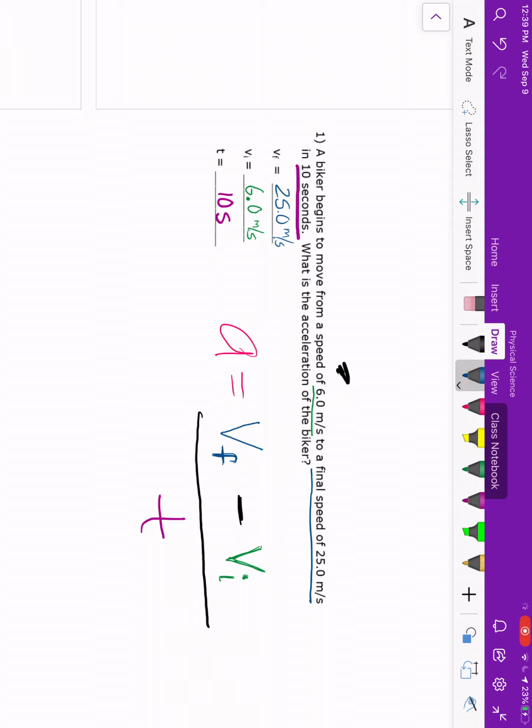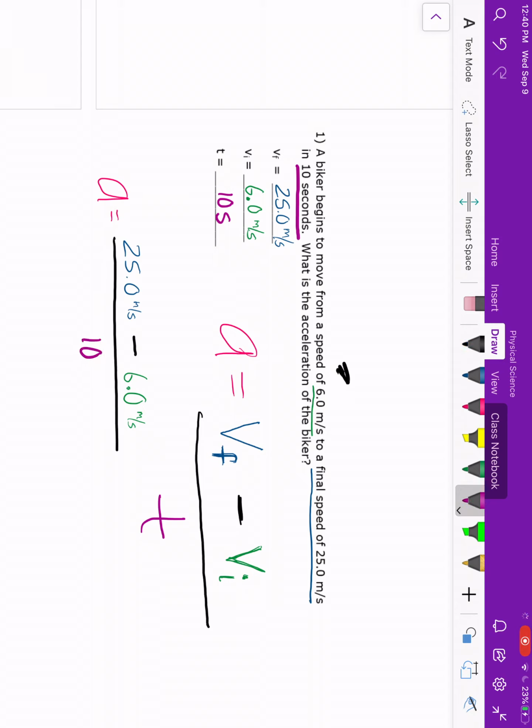So VF comes first. Well, let's look. I don't have an A yet, so I'm going to write A because I don't have that. I do have VF. That is 25, and it's meters per second. And then it says I should subtract VI, which is 6 meters per second. And then I'm supposed to divide all of that by the time, which is 10 seconds.